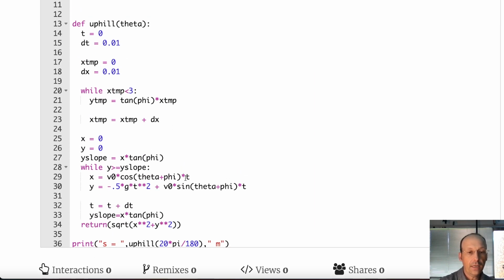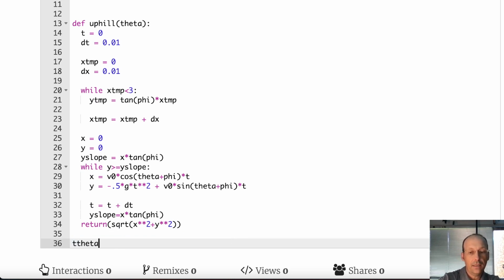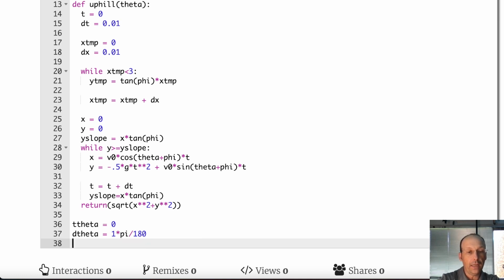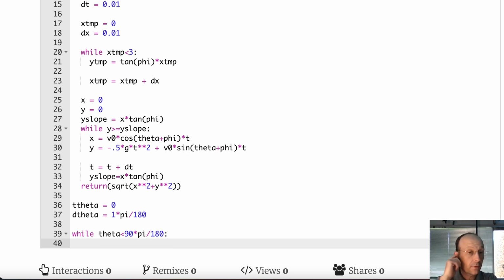So down here, I'm going to get rid of that. I'm going to say t theta equals 0. I'll start at 0. D theta is, let's say, 1 degree. I'm going to go by 1 degree increments, so 1 times pi divided by 180. And now what I'm going to do is say while theta is less than 90 times pi divided by 180, do the following. Calculate the range.